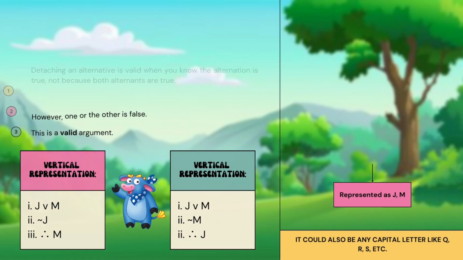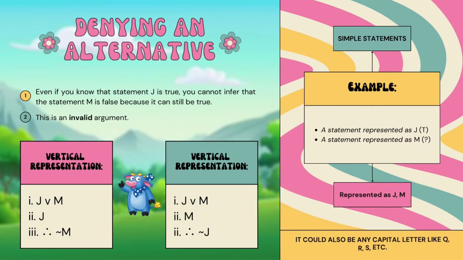Lastly, there is an invalid argument called denying an alternative. It is invalid because even if you know that the statement J is true, you cannot infer that the statement M is false because it can still be true. This argument can then be depicted as, the first premise is J or M, and the second premise is J, the conclusion is therefore not M. Another variation of the same invalid argument is if you know that the statement M is true, you cannot infer that the statement J is false. This could be depicted as, first premise is J or M, second premise is M, and the conclusion is therefore not J. That concludes Module 5.